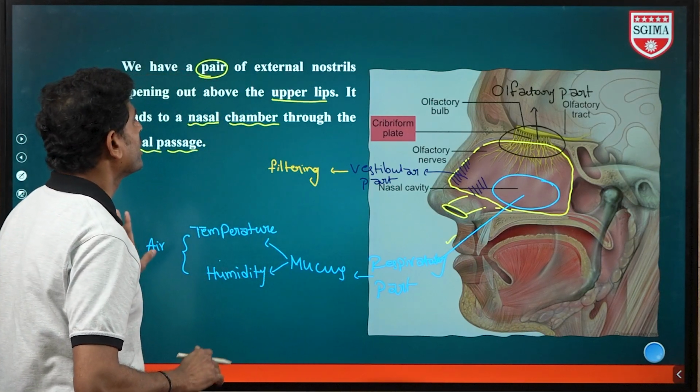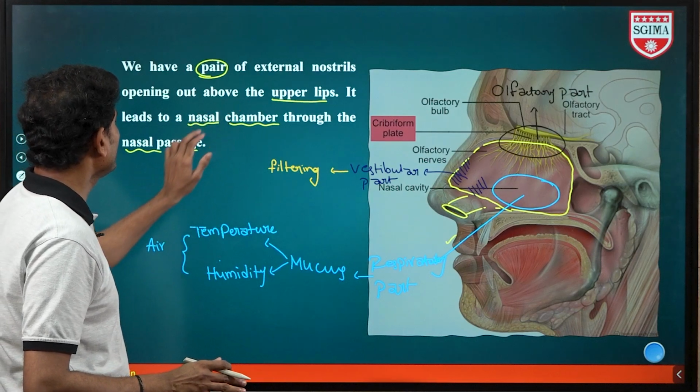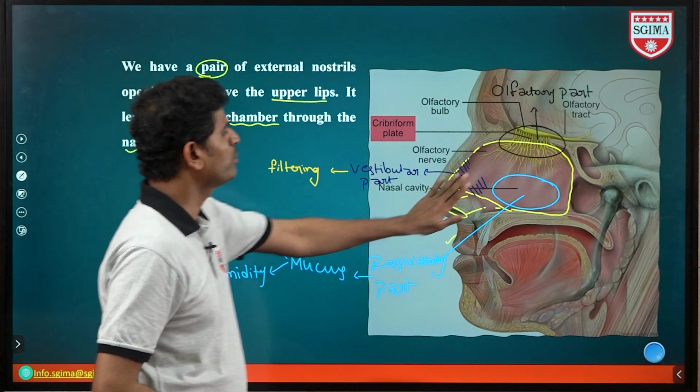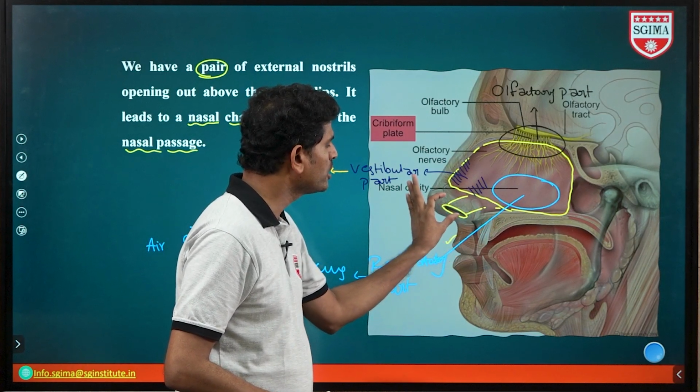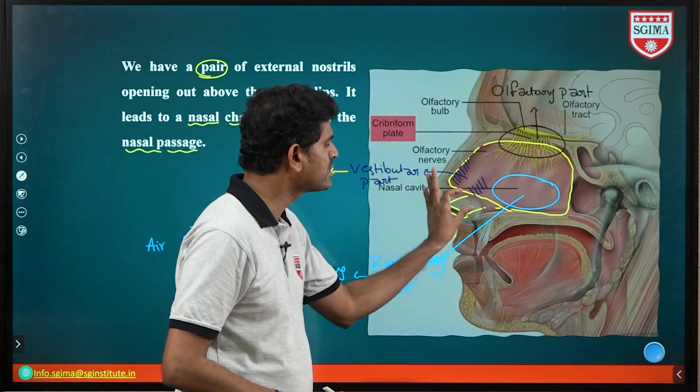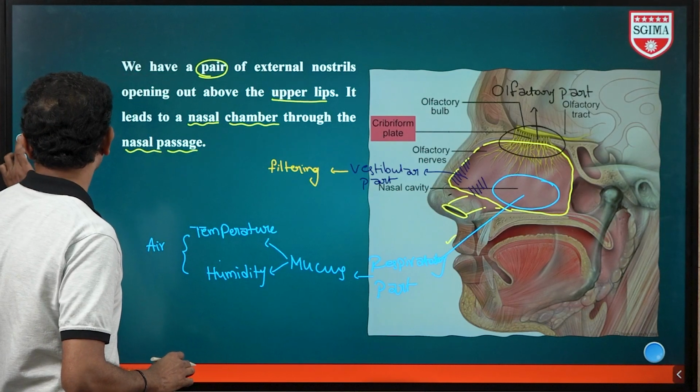So this is enough from this slide. We have to remember here the difference between chamber and passage. A chamber communicates to the outside through a passage. That is which one? The nasal passage. Okay, let us see another slide.